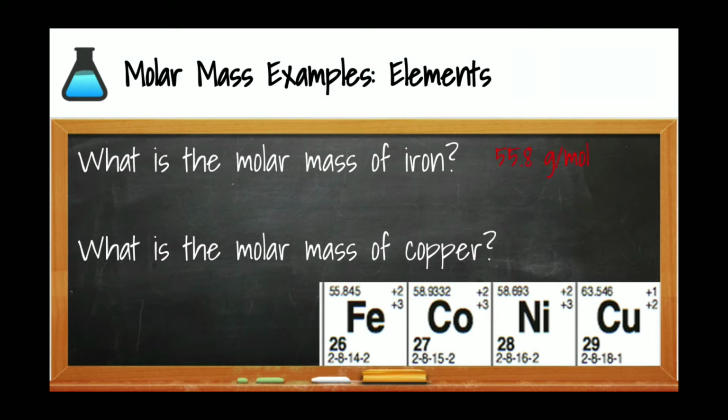What is the molar mass of copper? Well, copper is element number 29. Copper has a molar mass of 63.5 grams per mole.